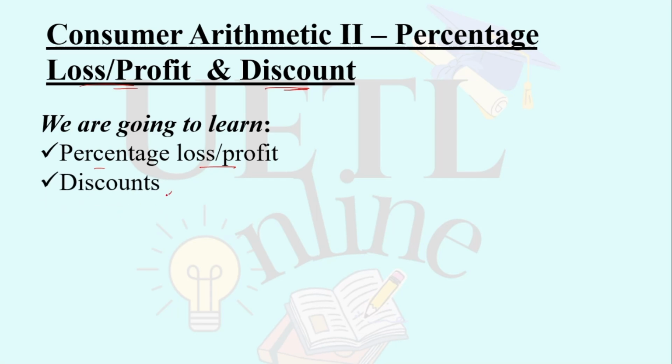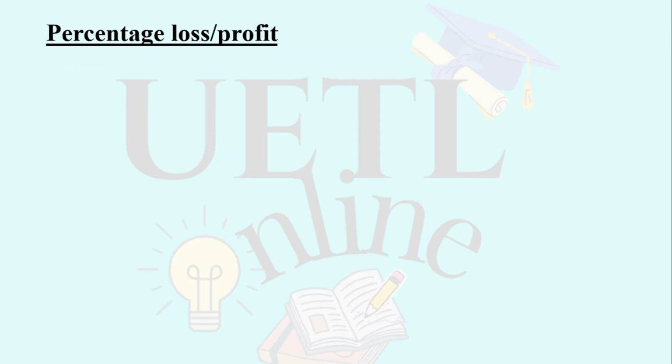When you buy something, sometimes prices are reduced for a discount or a sale, as a benefit. We're going to look at how we can calculate these discounts, and how we can calculate the new selling price, or the old market price. First, let's take a look at percentage loss and profit.